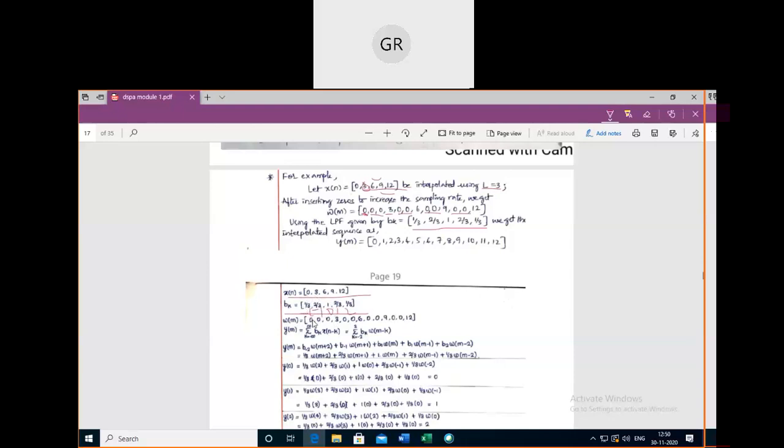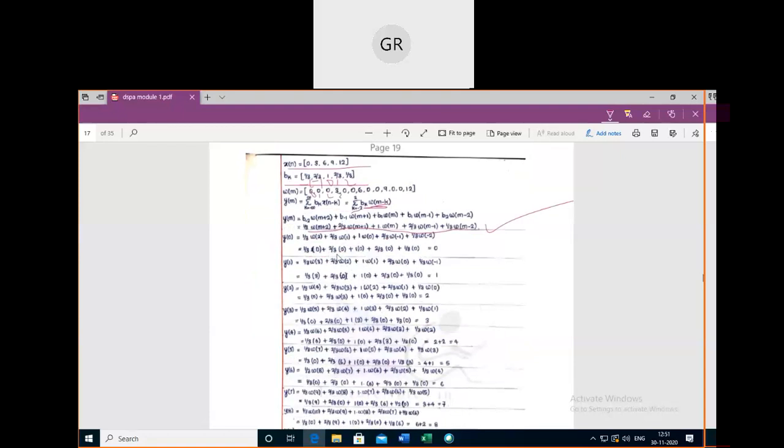w of n is 0 to 12, like this we write it. Then we take the equation y of n equal to the summation over k from minus infinity to infinity of bk x of n minus k. Here the limits for k are from minus 2 to 2. Then you can write y of m equal to the summation from k equals minus 2 to 2 of b of k w of m minus k. Expand the summation, and here we'll get the equation finally.